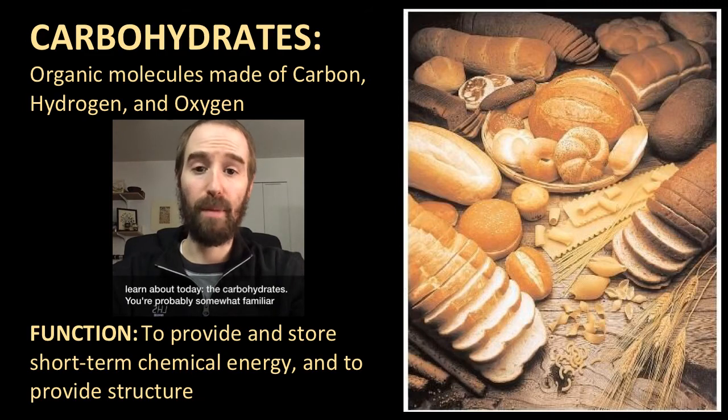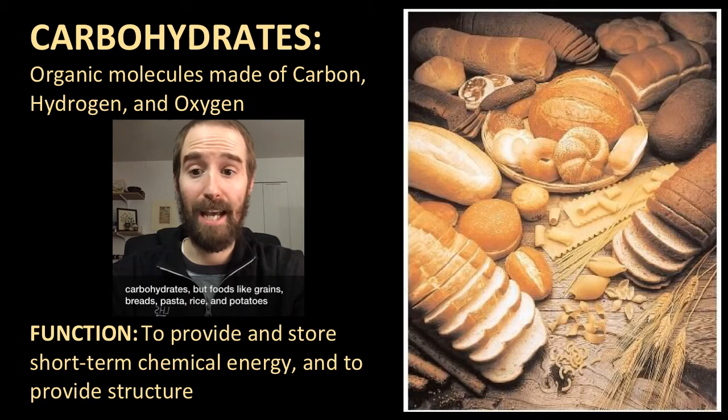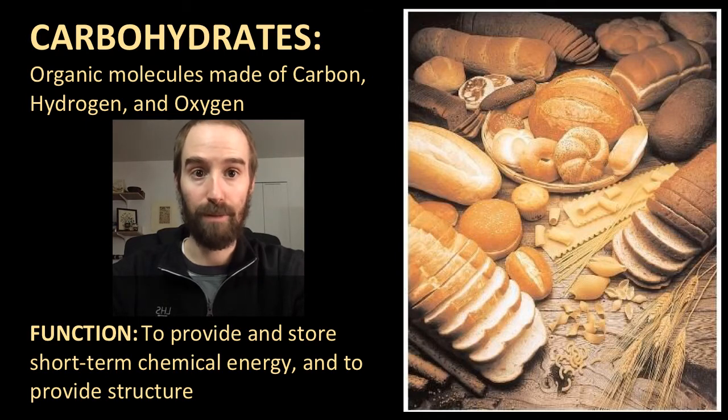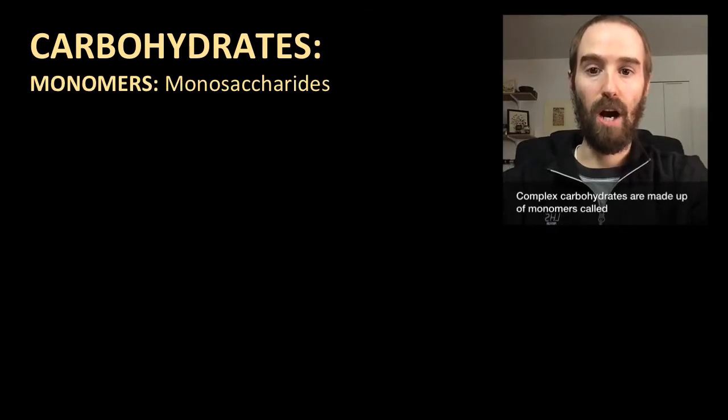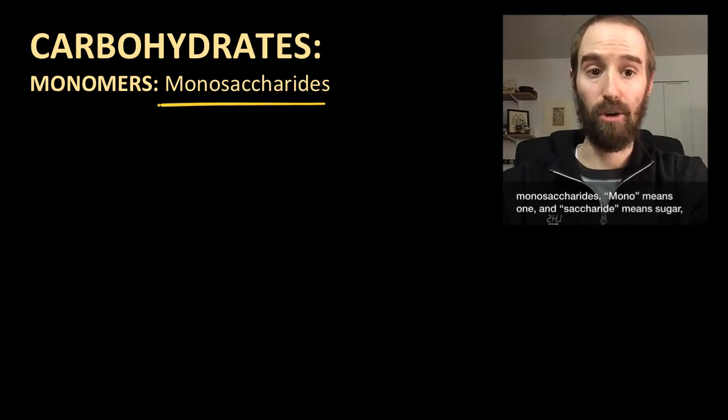You're probably somewhat familiar with carbohydrates and where they come from, because they are a big part of many people's diet. Everything you eat that was once alive, whether it be plant or animal, contains at least some carbohydrates. But foods like grains, breads, pasta, rice, and potatoes contain very high concentrations of these organic macromolecules. The function of carbohydrates is primarily to provide and store short-term energy, and in some cases, especially in plants, to provide important cellular structure. Complex carbohydrates are made up of monomers called monosaccharides.